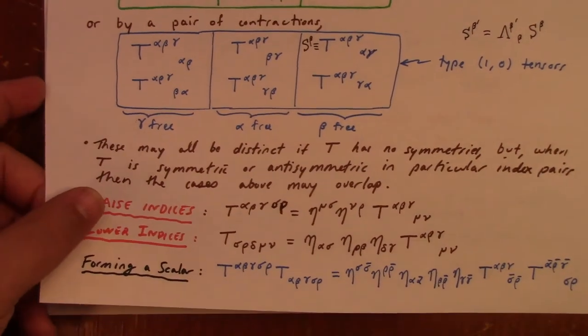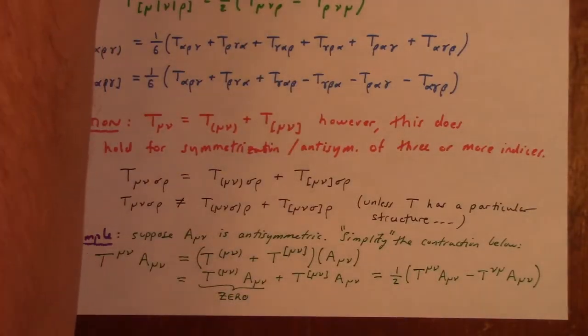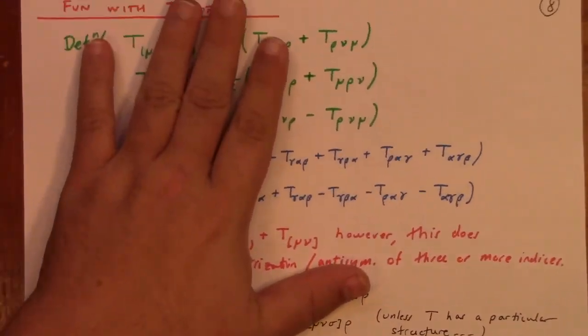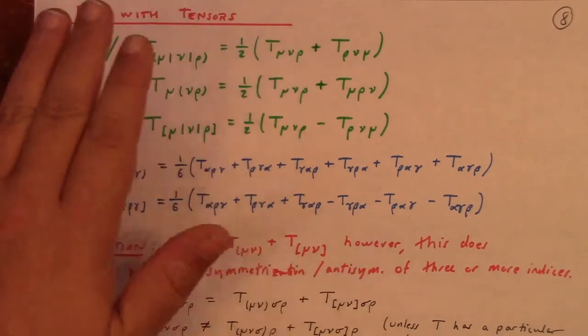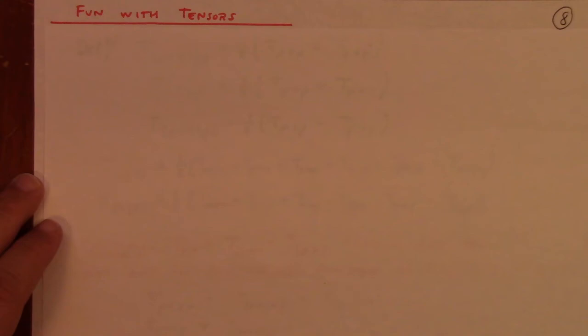You can contract indices and raise and lower them to create formulas which are independent of coordinate system. That's important because Einstein told us that the laws of physics should be independent of coordinates. So if you're looking for a law of physics, then you're looking for scalars in part.